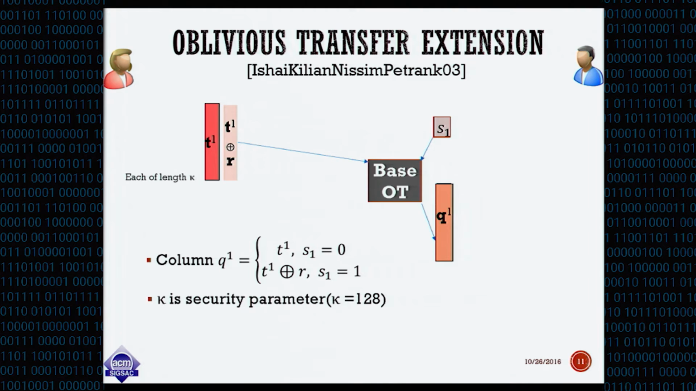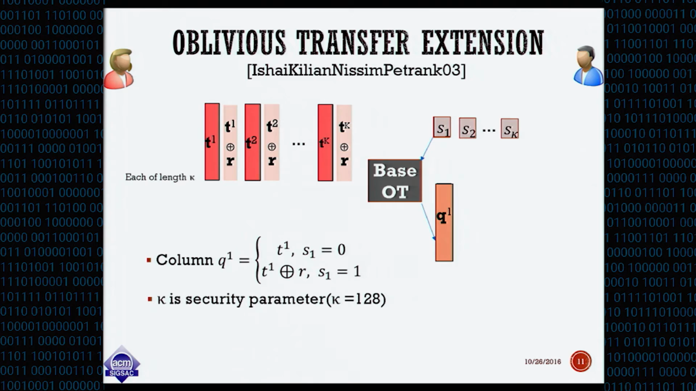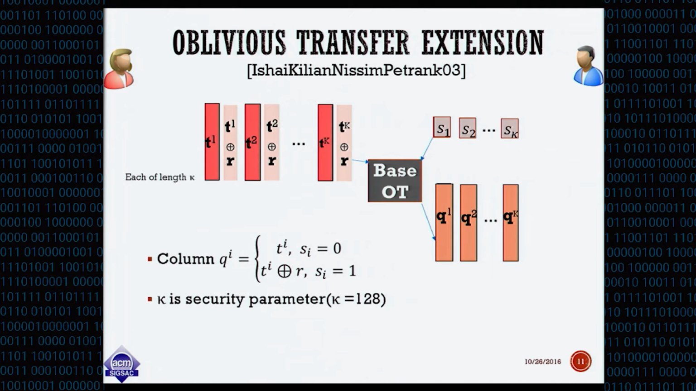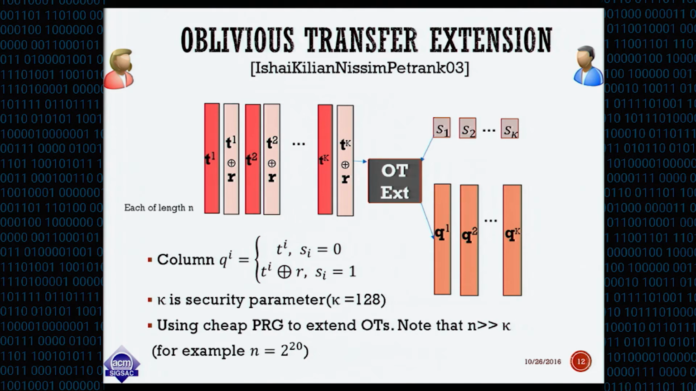This is the oblivious transfer. Now they repeat the previous step k times, using the same R. As a result, Bob receives k columns of Q, and the value of Qi depends on the bit Si. Now they use a very cheap crypto technique called a pseudorandom generator to extend the length of the OT matrix to n, where n is much larger than k, about 2^20.